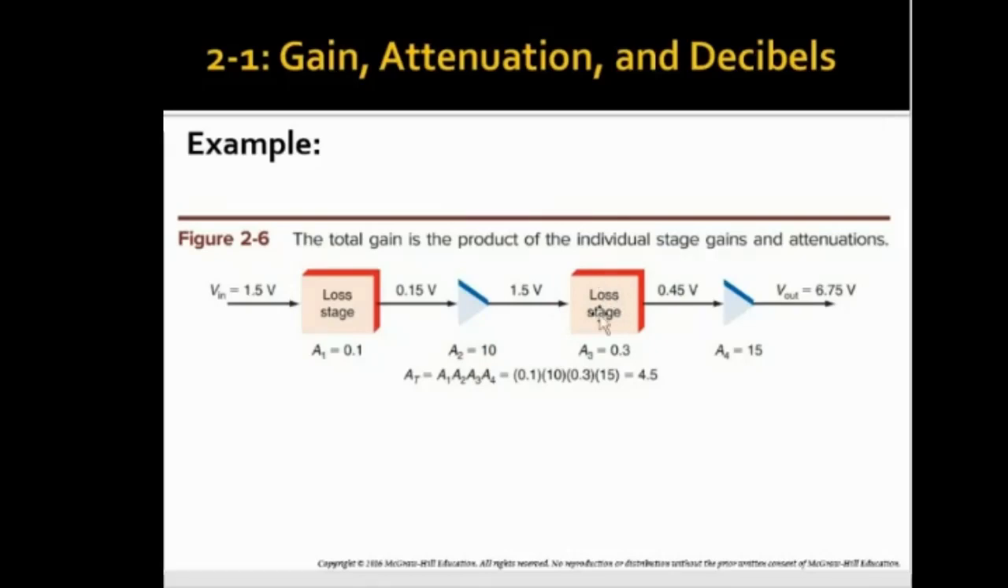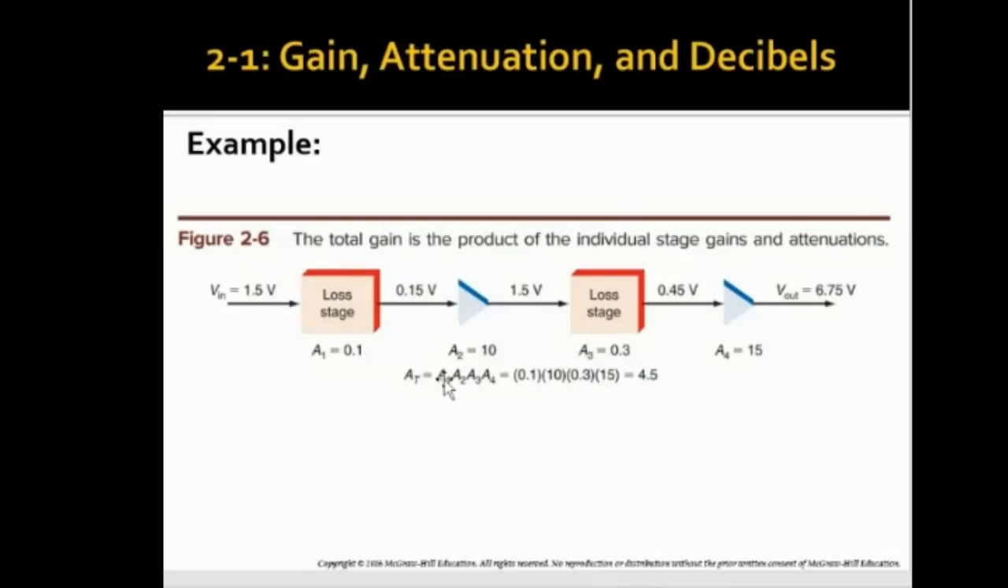Then you have another loss of 0.3. So 1.5 times 0.3, we have 0.45 volts. Then we have a gain of 15. 15 times 0.45 volts, we have an output of 6.75 volts. So that is our output voltage.